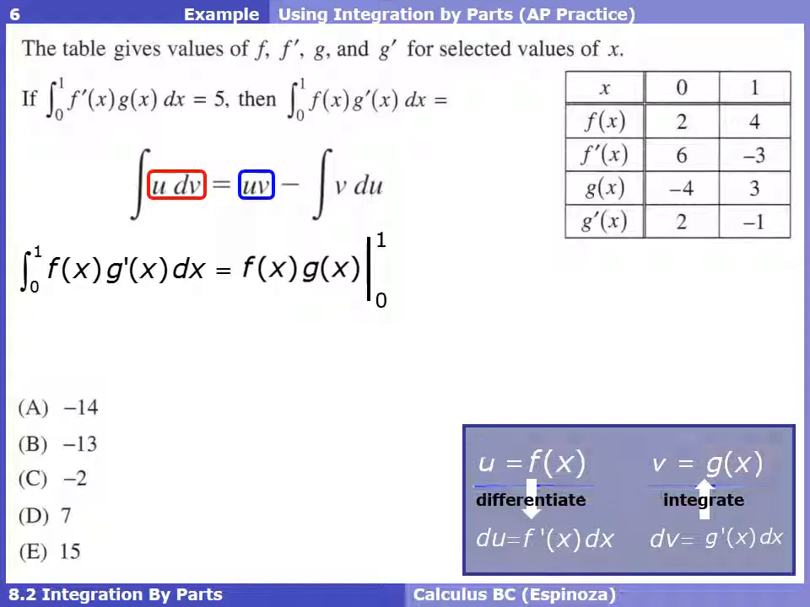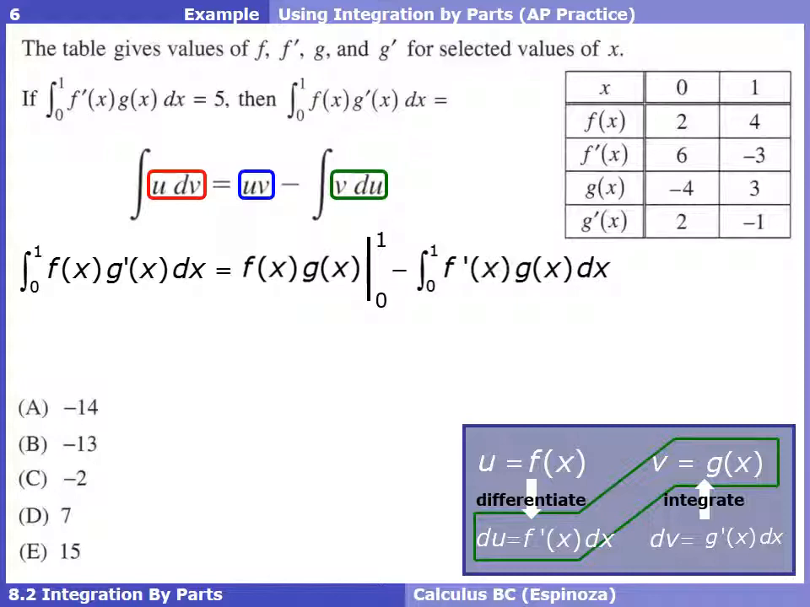I think that's going to be the one thing that might have been easy to overlook had you not seen an example like this. Okay, the next part we need to address is the integral of v du. We need to subtract away this green diagonal in our cast of characters, so when we plug all that in, we'll be subtracting away the integral of f prime of x times g of x dx. And again, this is a definite integral, so we need to put those bounds from 0 to 1.